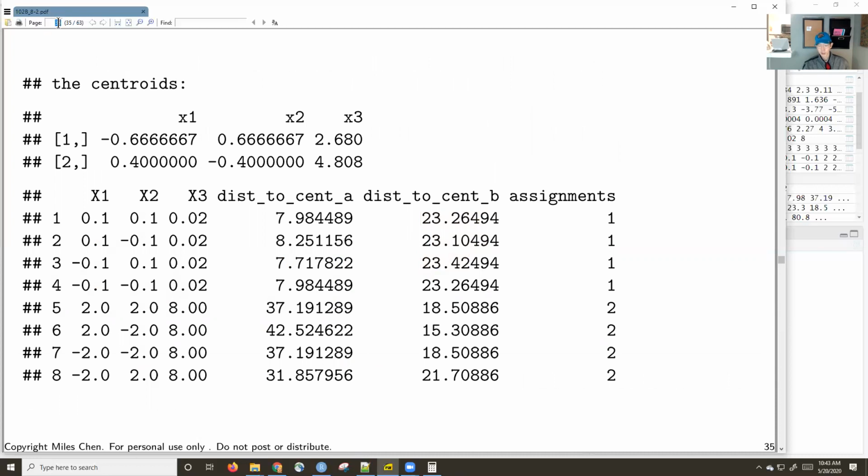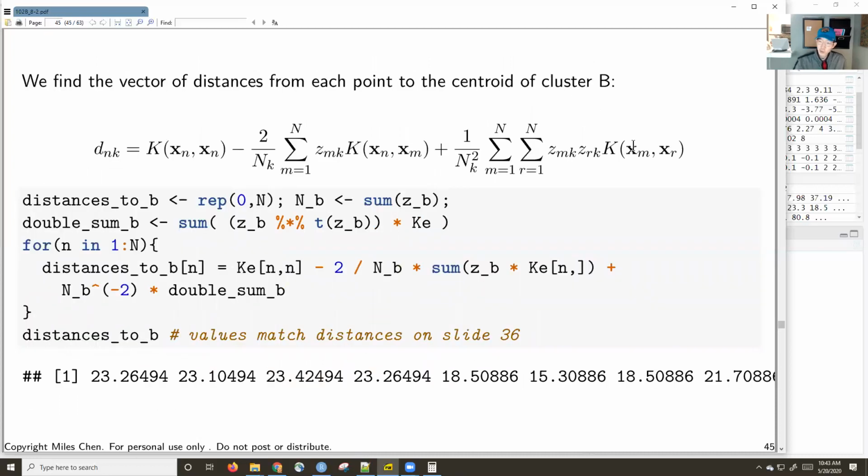I know this formula looks absolutely crazy and it's a nightmare. It's kind of difficult, not difficult, but you have to do all of this kernel matrix stuff and take all of these sum products. This is kind of a nightmare to deal with, but the advantage is we can get these kernelized distances. So this is the key. We can get the distances to the centroids without actually finding the centroids themselves, right?